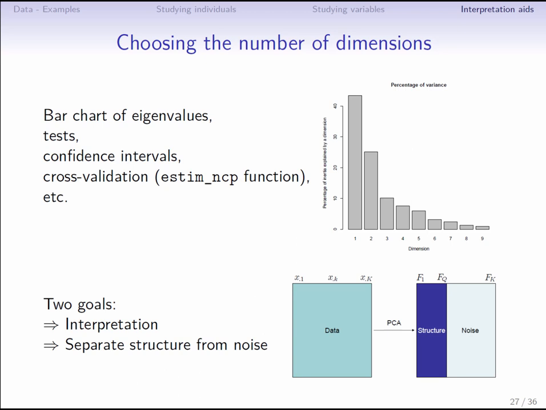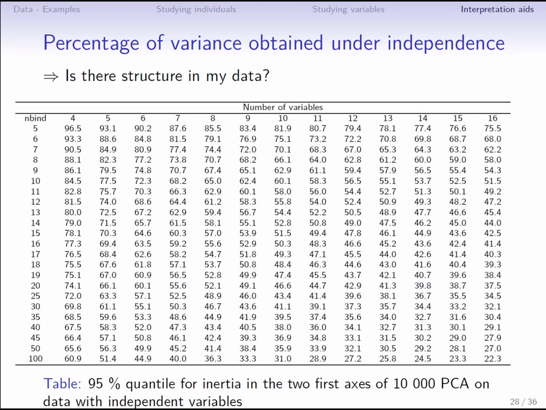We can also see PCA as a denoising method that separates the signal found in the first dimensions from noise in later dimensions. This is a bit beyond the scope of the course, but PCA can be used for pre-processing before clustering, for instance. Now, here is a table which gives us the 95% quantile of the percentage of inertia found in the first two PCA dimensions, when we have independent variables.